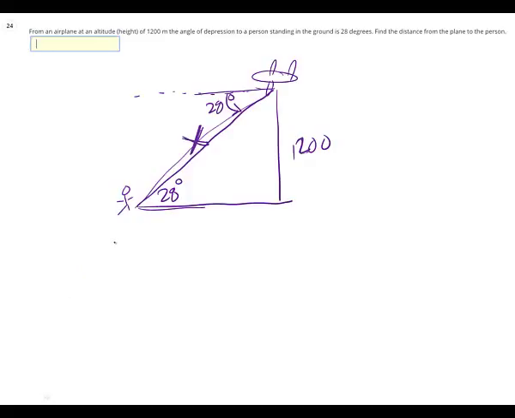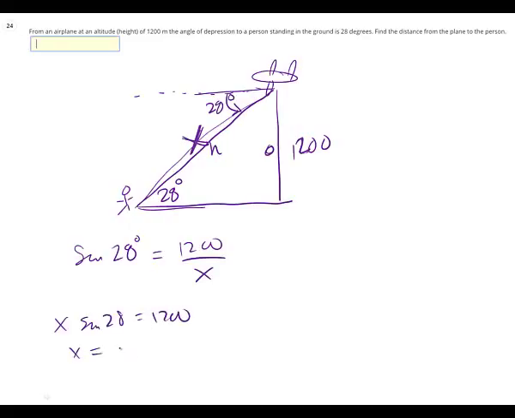Okay? All right, so it looks like I have the opposite and the hypotenuse. So which trig ratio am I using? Sine of 28 degrees equals 1,200 over x. What do I need to do to get x by itself? Okay, we're going to multiply by x. So sine of 28 equals 1,200. And what are we going to do now? Divide by sine.